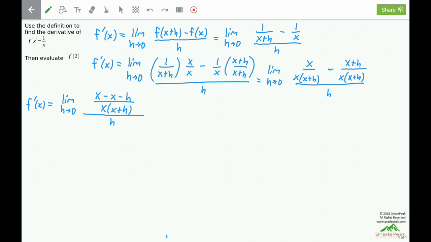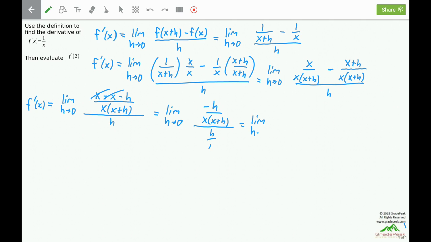We can now combine any like terms in the numerator. The positive x and the negative x will cancel each other out. And that will give us limit as h goes to 0 of negative h over x times x plus h, and all of that over h. Once you've accomplished the common denominator, we will still have 0 over 0. That hasn't changed, but we can take the denominator fraction, reciprocate, and multiply. Well, the denominator right now is not a fraction, it's just an h, but we can make it a fraction by putting it over 1.